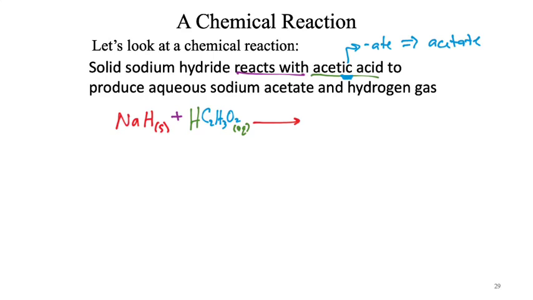To produce, we've got that with our arrow. Aqueous sodium acetate. Na C2H3O2 (aq) plus hydrogen gas, H, and then we heard a G. Okay, so let's address some of this. Touché, H with parentheses, we have to drop the parentheses on that. You're right, because otherwise it could be confused with mercury.